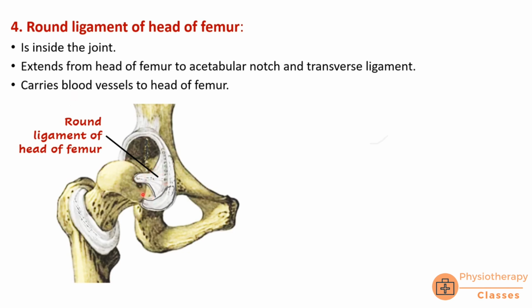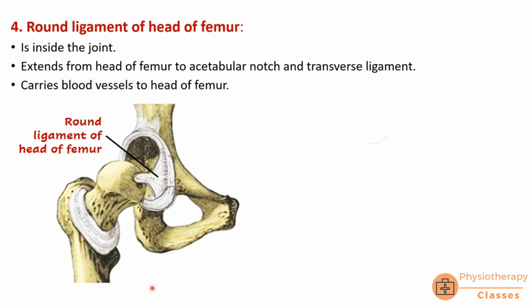Now it extends from the head of the femur. There is a depression here known as the fovea centralis. From there to the acetabular notch and to the transverse acetabular ligament. This carries blood vessels to the head of the femur, mainly an acetabular branch from the obturator artery that will reach the head of the femur from here.